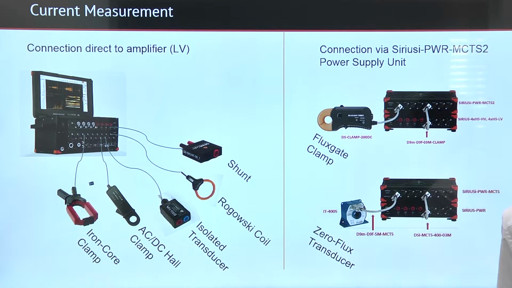For the current measurement we basically can connect any kind of current transducer. Is it an iron core clamp, AC/DC clamp, isolated transducer, Rogowski coil or shunt. All of them can be connected directly to the instrument and also get the power supply, the excitation, out of the instrument. And for higher accuracy, more sophisticated current transducers like flux gate current clamps or the zero flux transducers, what you see here, we have an additional power supply unit.